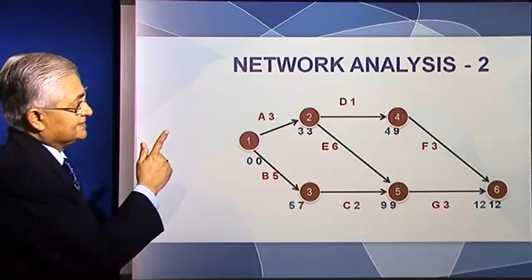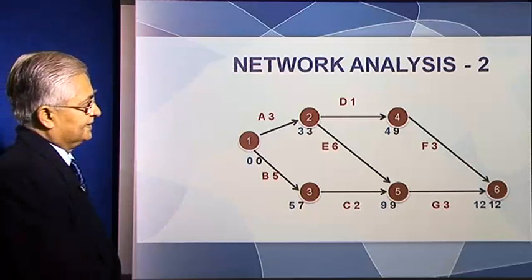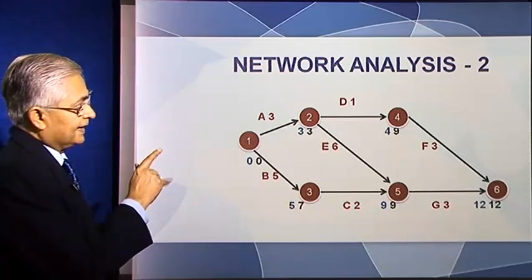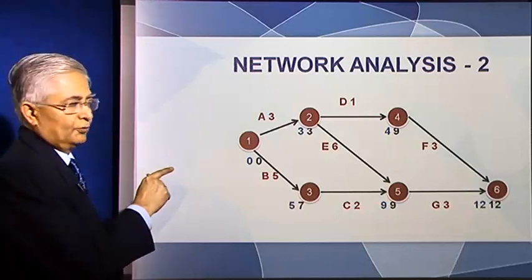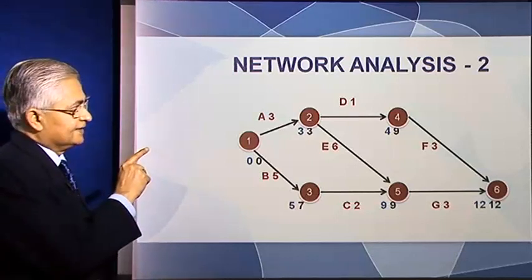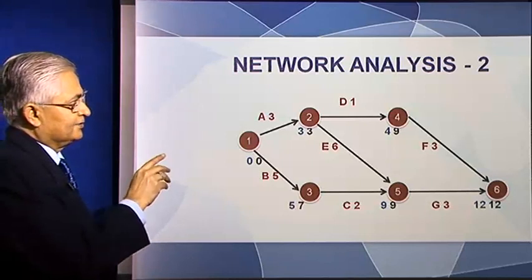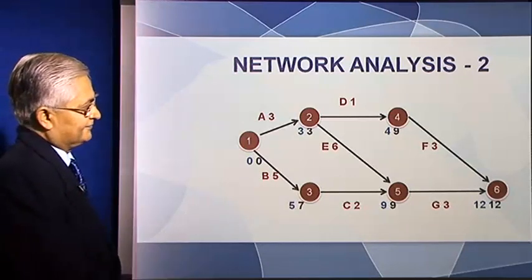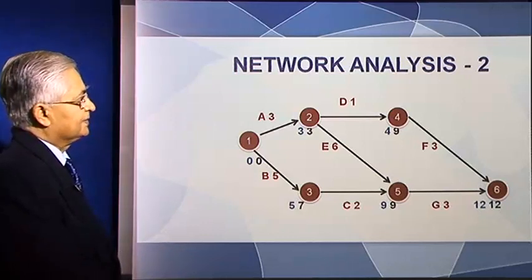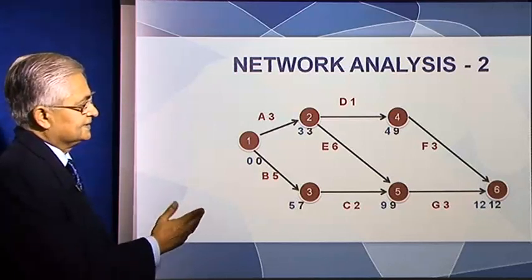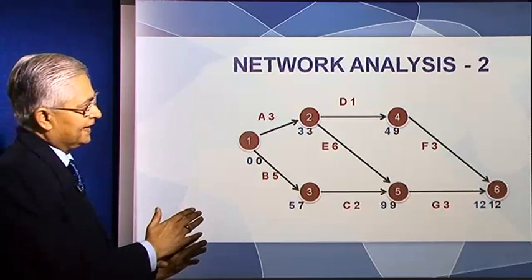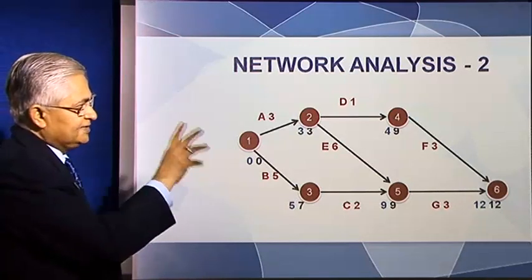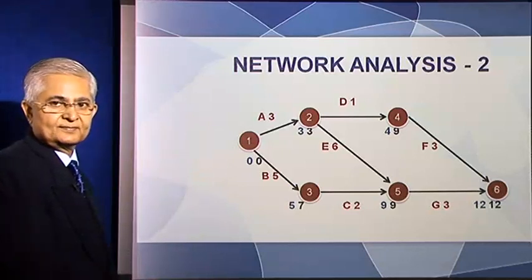Now let's look at the event 4. When is the earliest you reach 4? The blue figure next to it, 4. You reach event 4 at the end of the 4th month. Now you complete activity F after that, so it will take you 3 months. So at the end of the 7th month, if you go that way, you will reach 6.